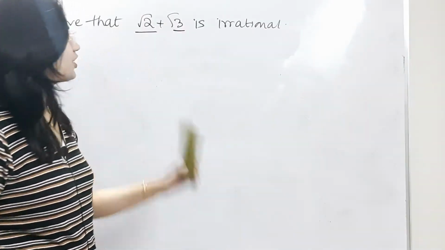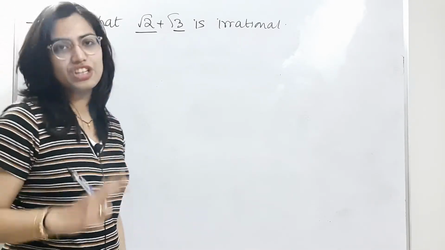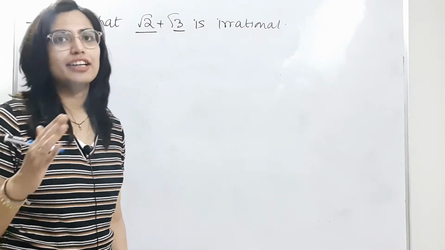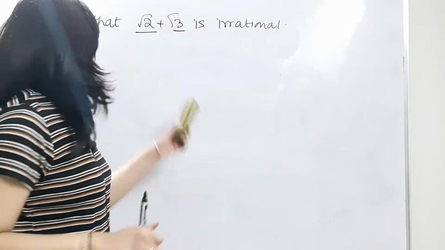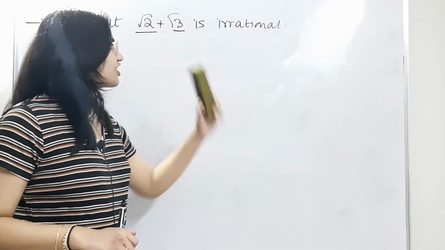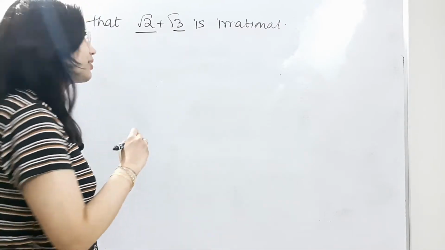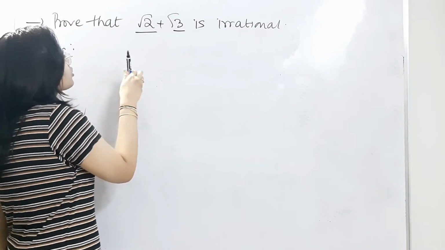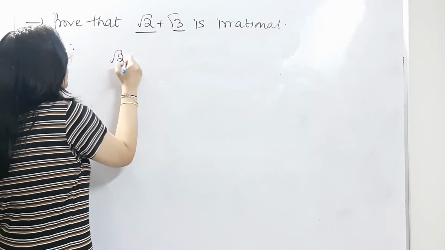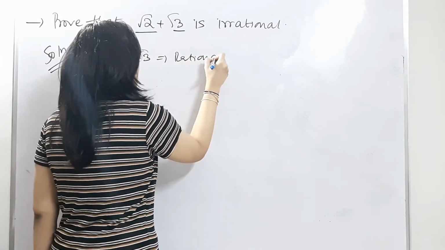We need to prove whether root 2 plus root 3 is irrational or not. Remember, when you add two irrational numbers, you might get a rational number also as the result. But in this case, they are asking whether this particular addition results in an irrational number or not. Let's try using method of contradiction. So you'll say here that root 2 plus root 3 is a rational number, right? This is what we assume.